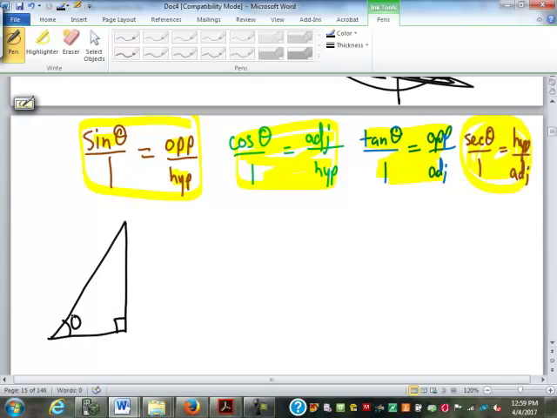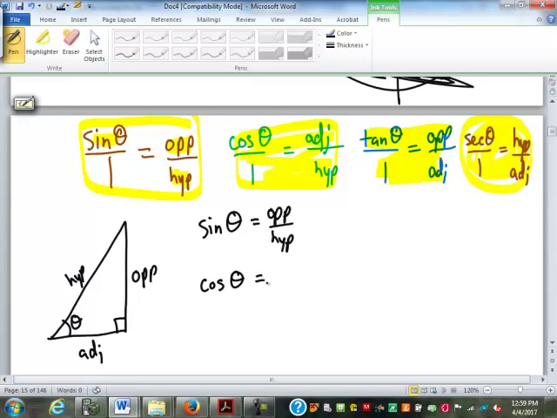Where this is theta, that's my hypotenuse, opposite and adjacent. As we said, the sine of the angle is the length of the opposite side divided by the length of the hypotenuse. I would recommend making this in a list somewhere, maybe the back of your notebook, so you have it to reference quickly, because you're going to use these definitions a lot over the next several weeks.